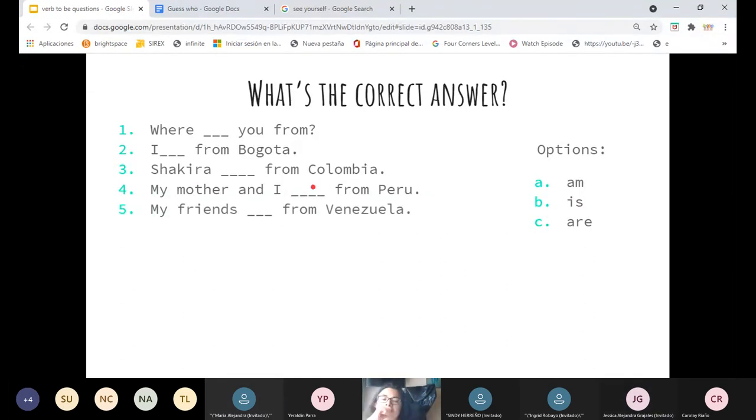What about this one, guys? My friends are from Venezuela. That's right. Very good. Remember here to say "friends." ¿Qué no pronuncio en friends? La I. Exactly. So we are not going to say "friends" with the I, but "friends." My friends are from Venezuela. Okay, what about this one?